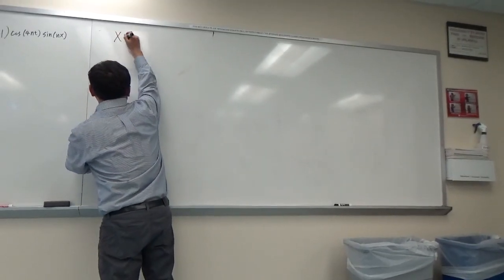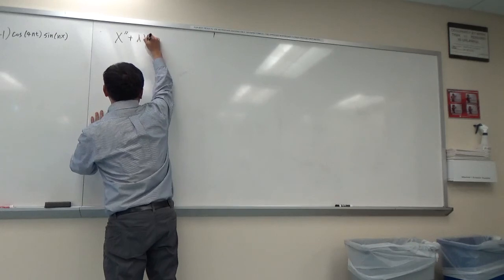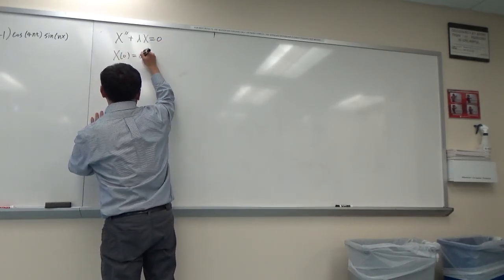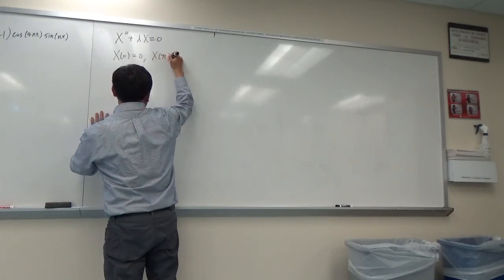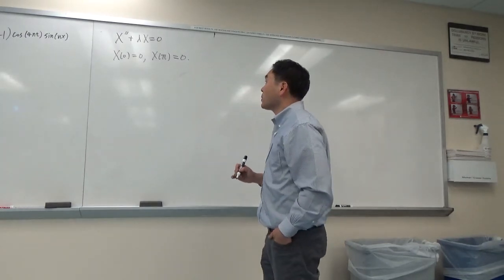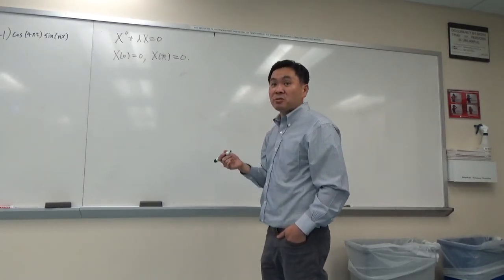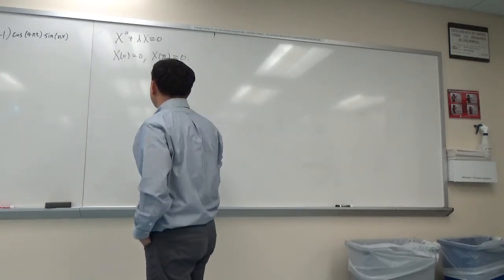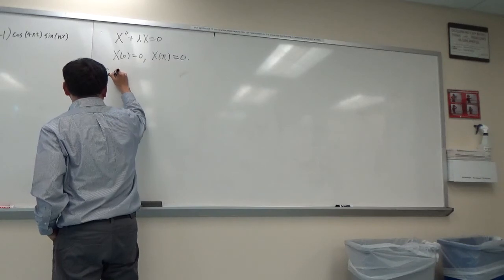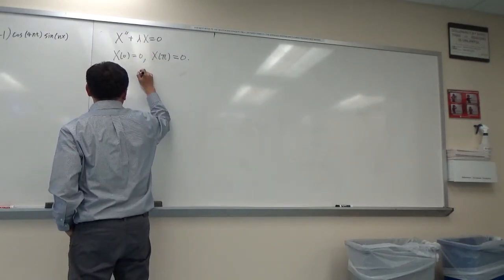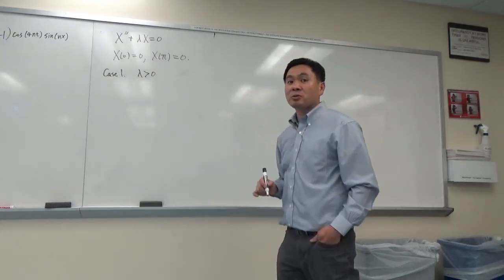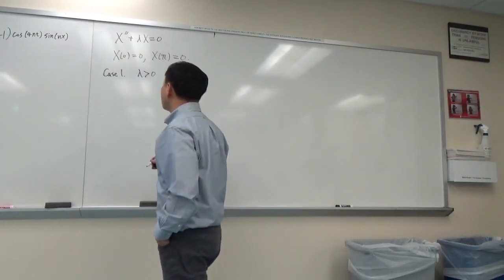If you have x double prime plus lambda x equal to 0, x of 0 equals 0, and x of pi equals 0, then the non-trivial solutions are sines. That's what I want to prove. Okay. So, case 1: lambda can either be positive or 0 or negative, right? So we start with the lambda case being positive.